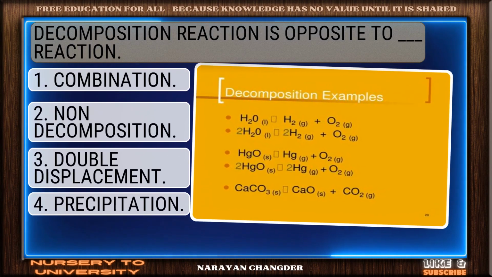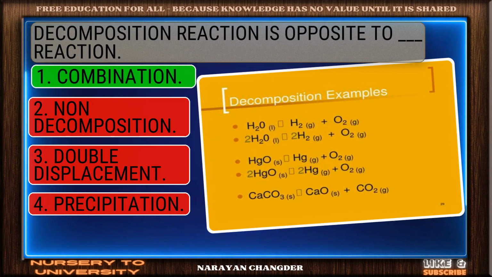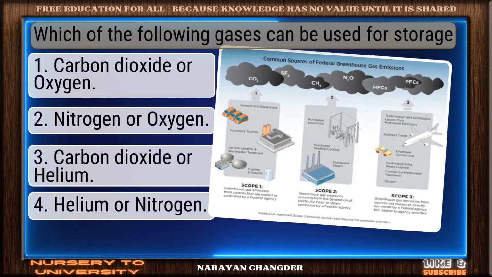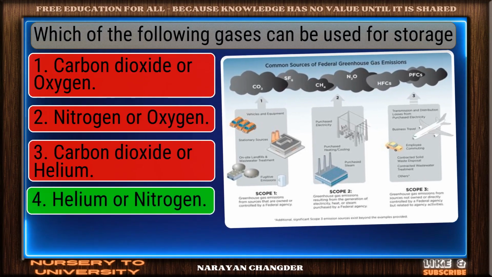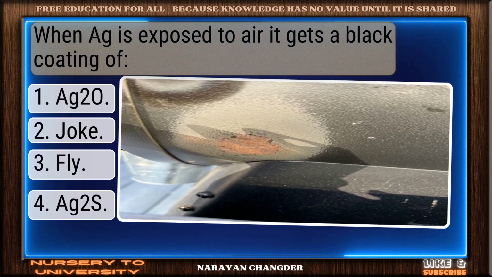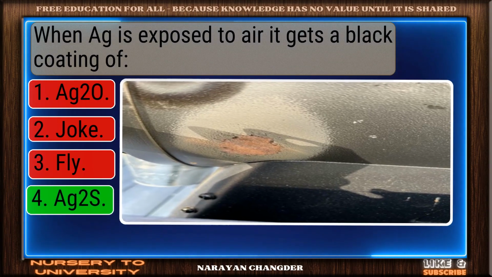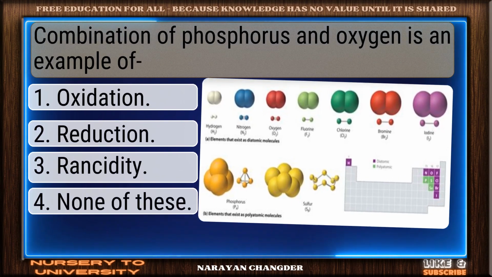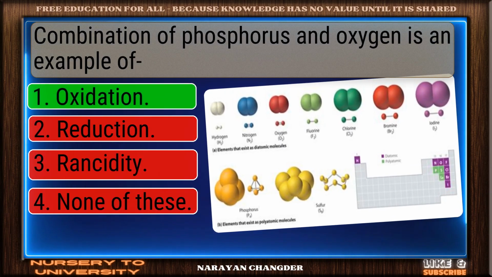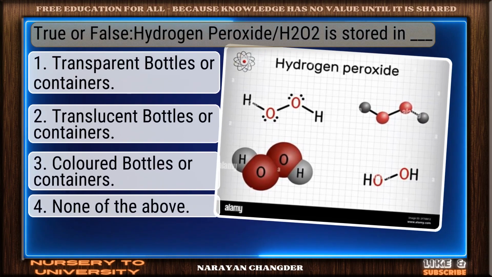Decomposition reaction is opposite to dash reaction. Correct response. Combination is accurate. Which of the following gases can be used for storage? Exactly. Helium or nitrogen makes sense. When Ag is exposed to air, it gets a black coating of. Well picked. Ag2S is correct. Combination of phosphorus and oxygen is an example of. Nice selection. Oxidation is correct. True or false? Hydrogen peroxide at 2% is stored in dash.